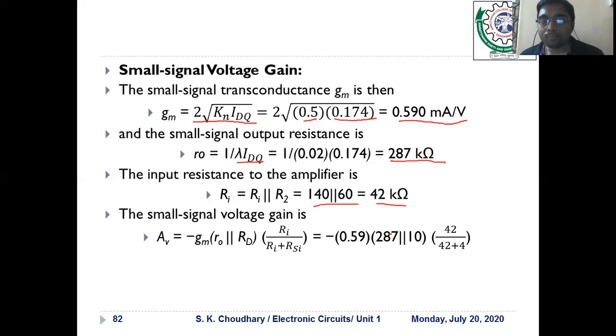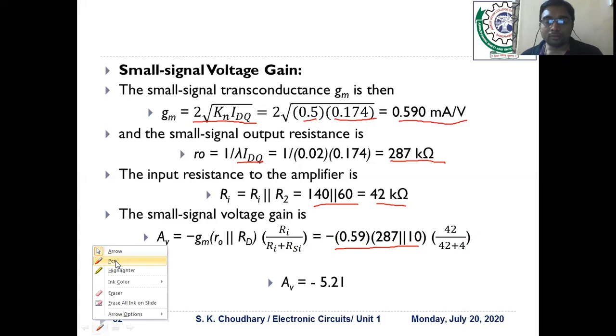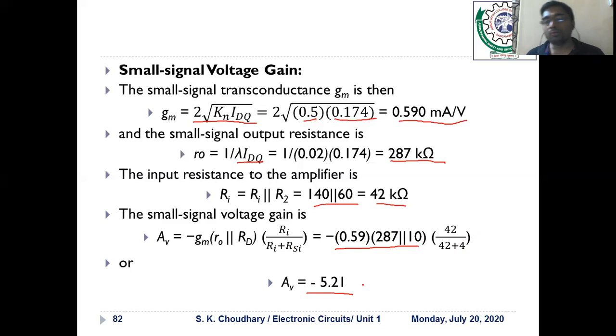So now here, if you put in all the values, you will finally get the gain as minus 5.21. So gain is always negative in the case of common source. In the common source amplifier, your output voltage signal is always 180 degrees out of phase as compared to the input signal. That's why there is always a negative sign. And the gain is coming greater than 5. So this is the exact value of your voltage gain.